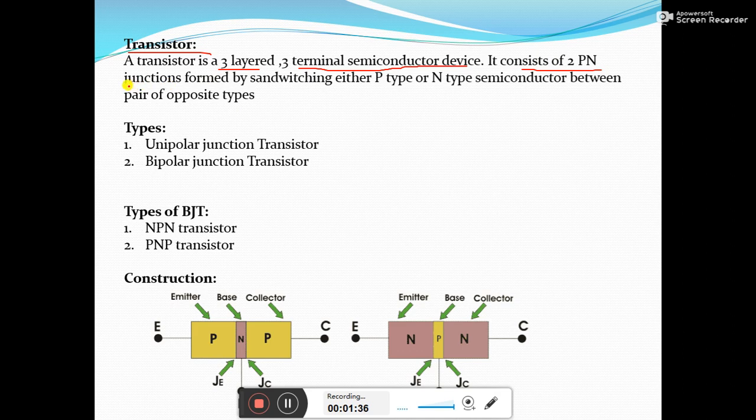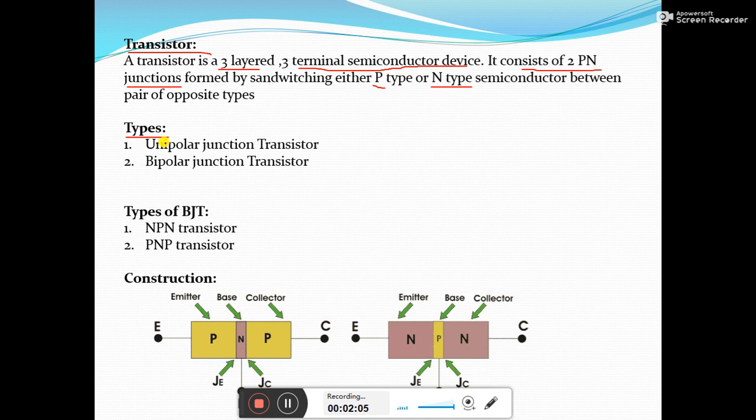The two PN junctions are formed by sandwiching either P type or N type semiconductor between a pair of opposite types. Means I can sandwich a P type between a pair of two opposite N types, or I can sandwich an N type in between a pair of opposite P types. So basically, there are two types of transistors, based on the charge carriers.